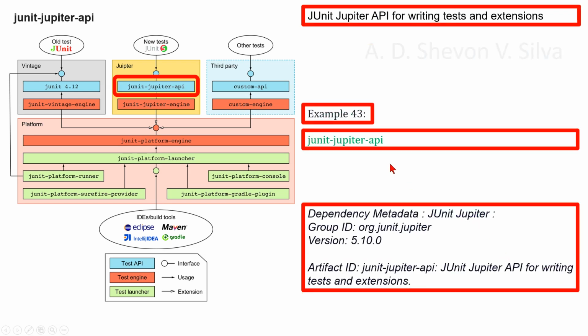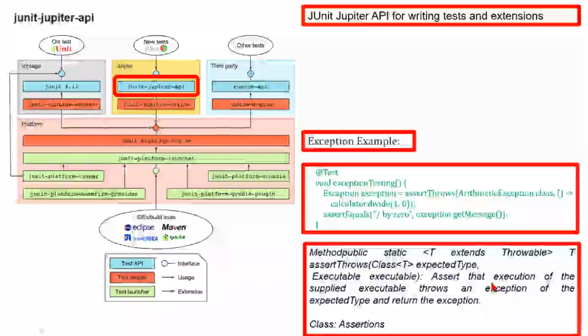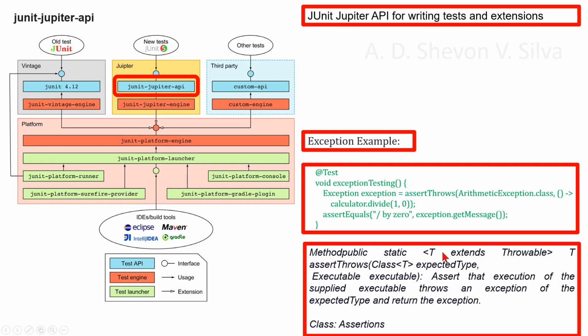Now we are considering JUnit Jupiter in dependency metadata. The JUnit Jupiter API, artifact ID junit-jupiter-api in group ID org.junit.jupiter, is the JUnit Jupiter API for writing tests and extensions. As an example, we can consider this code segment.